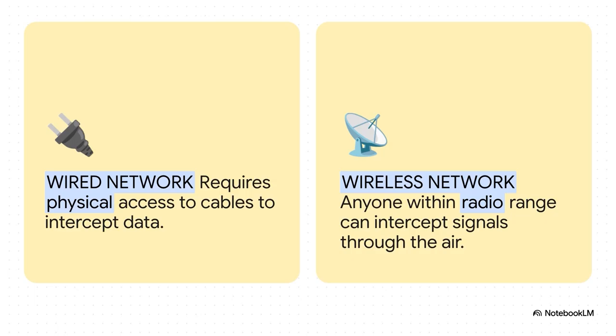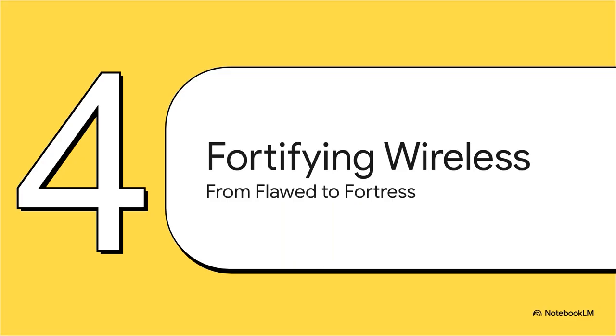So this is the absolute key difference you have to understand. With a regular wired network, an attacker has to physically get to the cables to do anything. But with Wi-Fi, the signal is just out there. It's being broadcast through the air. Radio waves go through walls. That means anyone in range, your neighbor, a person in a car on the street, could potentially be listening in. It just makes wireless a much, much easier target. So, given that Wi-Fi is just naturally more exposed, how do we lock it down?